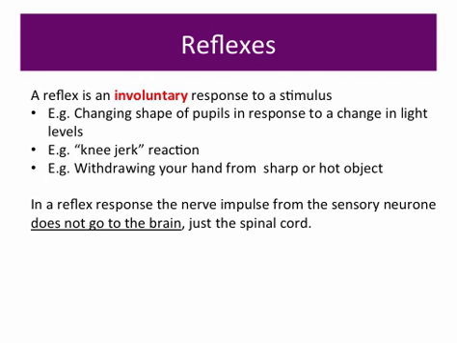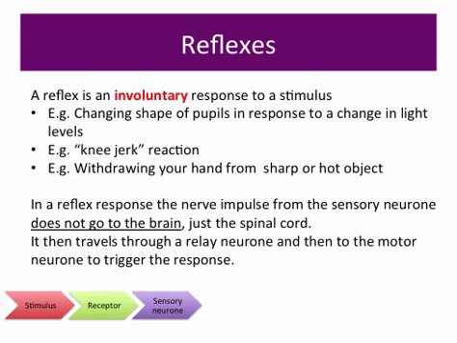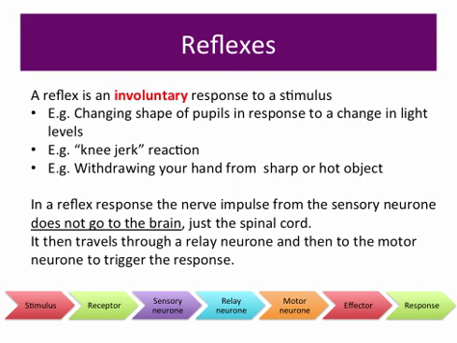In a reflex, the nerve impulse from the sensory neuron does not go to the brain. This is why it's so quick. It just goes to the spinal cord and back again. Within the spinal cord, it passes through the relay neuron and then the motor neuron and directly triggers the response. So, the sequence of events is the stimulus, detected by the receptor, which goes to the sensory neuron, to the relay neuron, then to the motor neuron, back towards the effector, and that causes the response.